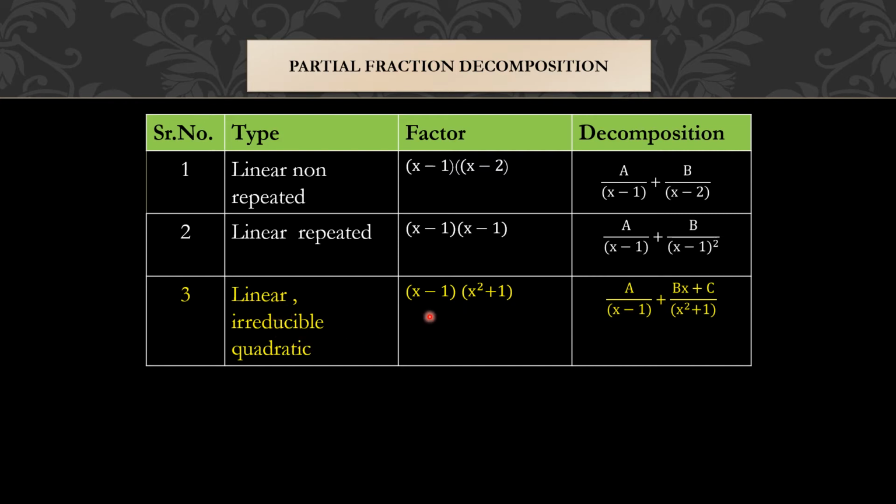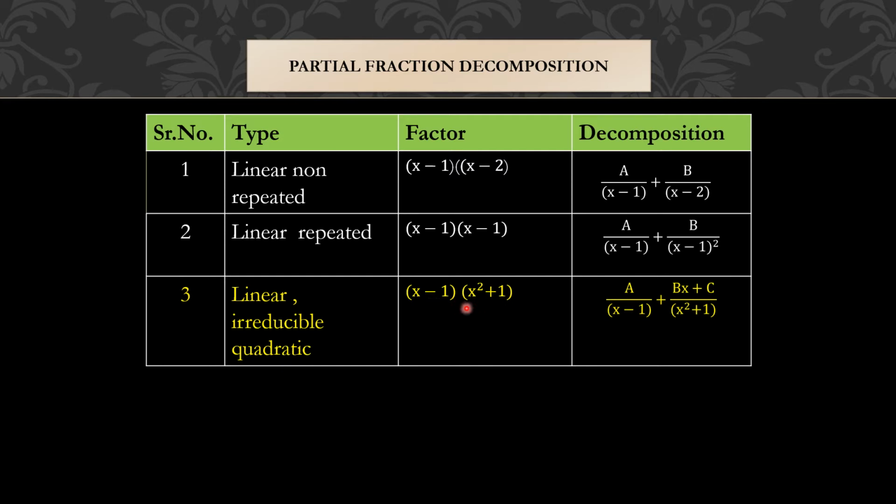Look at this type, x minus 1. The power of x is 1, so this is a linear factor. And the second one, x square plus 1, the highest power of x is 2, so it is quadratic. And observe that we cannot find its root further, hence it is called an irreducible quadratic.